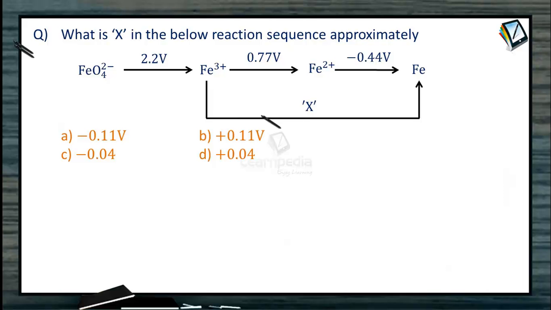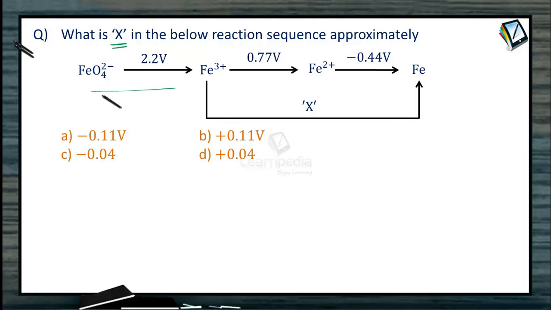In this question, we are asked to find what X is in the below reaction sequence, approximately or nearly. When you observe this question, we find that X is in the conversion of Fe3+ to Fe. What amount of potential is involved? For Fe3+ giving Fe2+, the reduction potential is given as 0.77 volts. And in the conversion of Fe2+ to Fe, it is -0.44, and here the question mark.